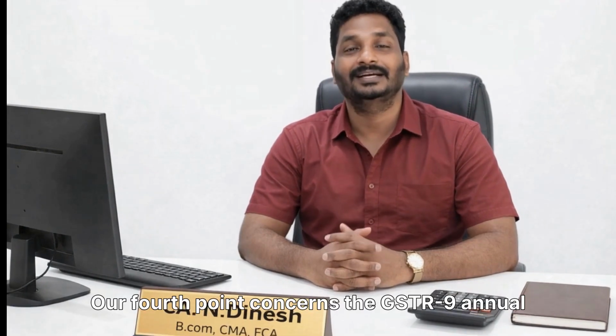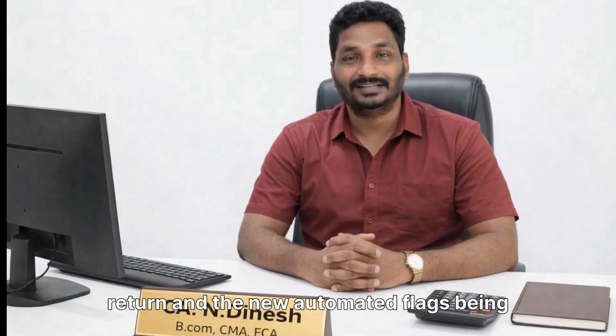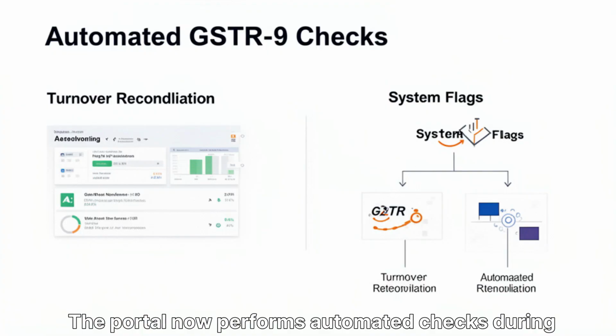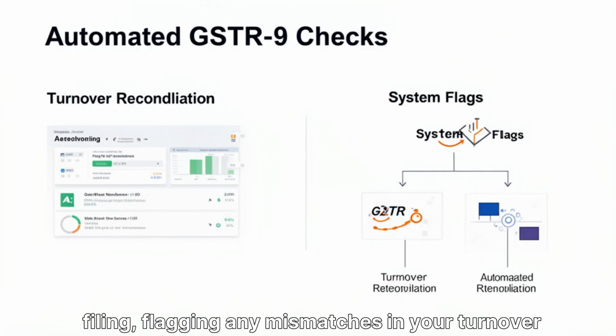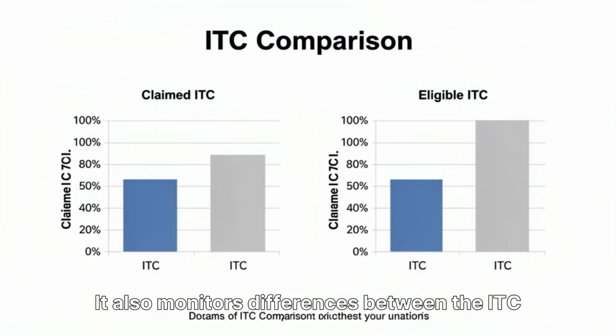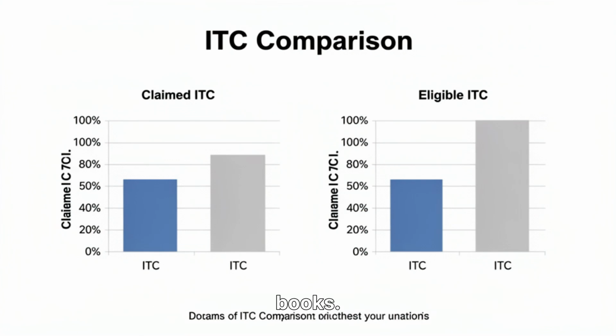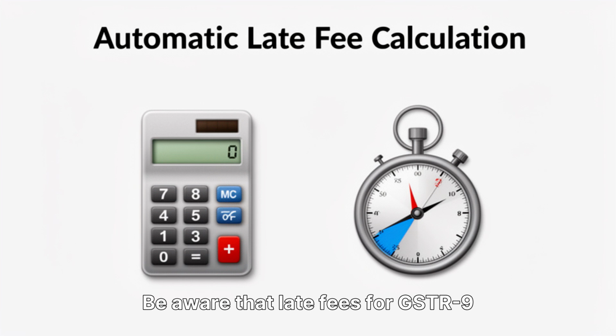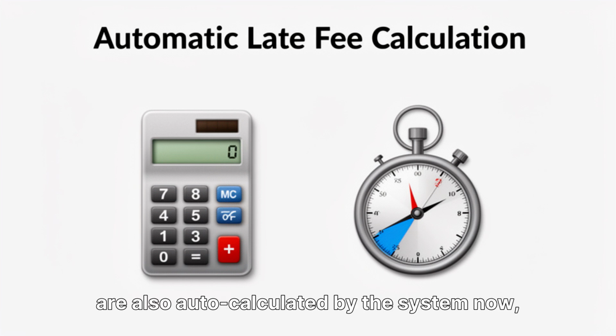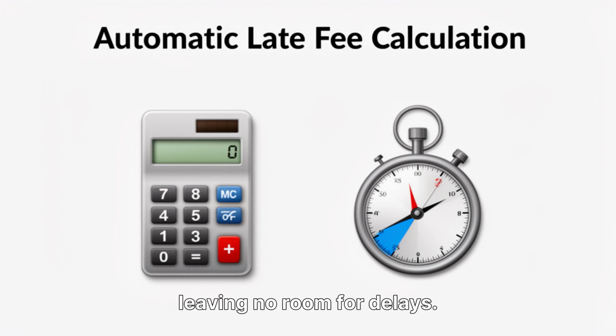Our fourth point concerns the GSTR-9 annual return and the new automated flags being introduced. The portal now performs automated checks during filing, flagging any mismatches in your turnover reconciliation. It also monitors differences between the ITC you claimed in your monthly returns and what is shown as eligible in your books. Be aware that late fees for GSTR-9 are also auto-calculated by the system now, leaving no room for delays.